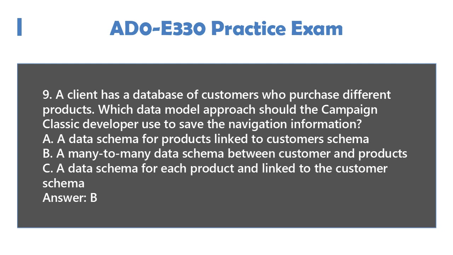9. A client has a database of customers who purchased different products. Which data model approach should the Campaign Classic developer use to save the navigation information? A. A data schema for products linked to customers' schema. B. A many-to-many data schema between customer and products. C. A data schema for each product and linked to the customer schema. Answer: B.